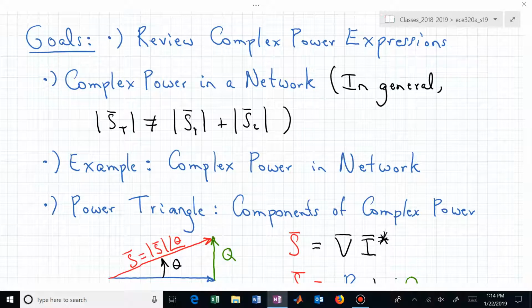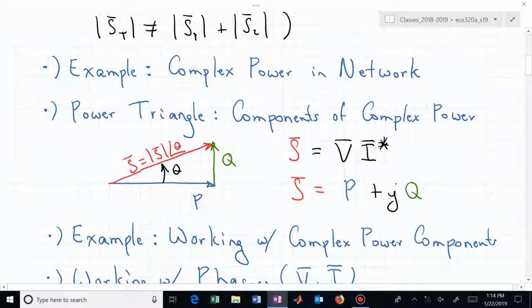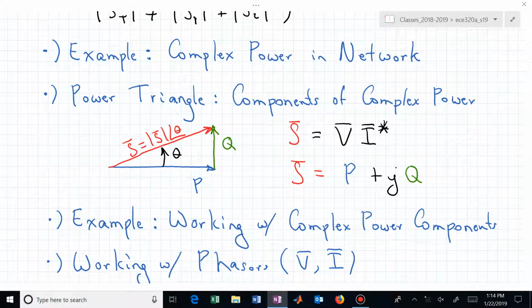Then we will look at complex power in a network, and this network is an interconnected structure of many different loads. And what I really want to drive home is that in general you can't just add the apparent powers in each of those individual loads and assume that that's going to equal the apparent power of the combination. And we'll show that through an example via complex power in a network.